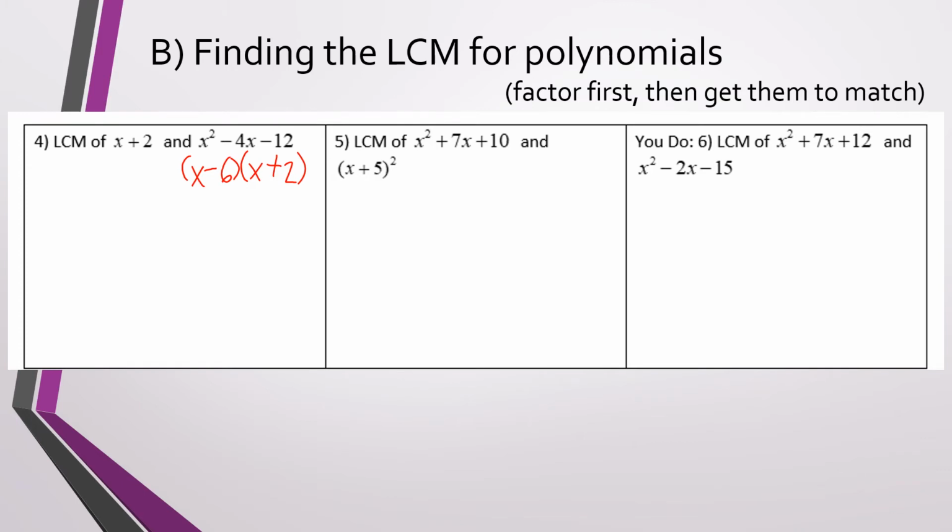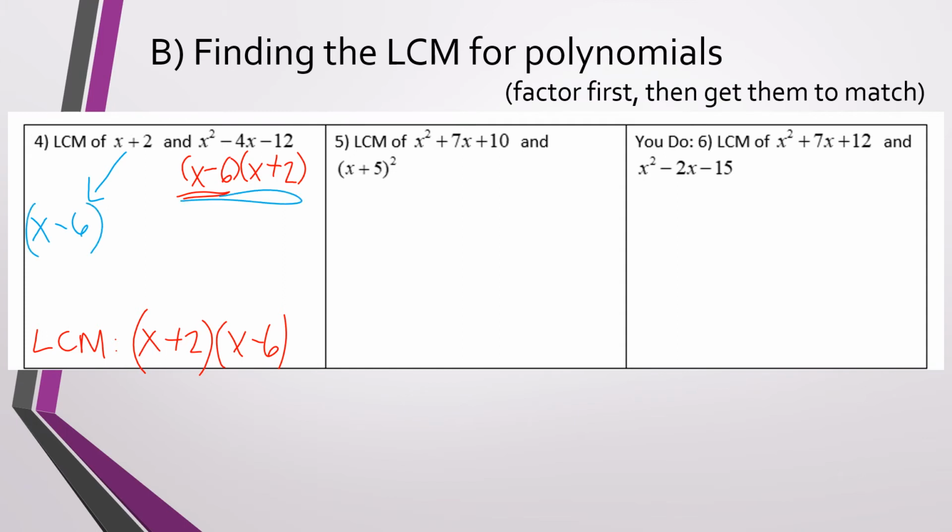So this tells me that my LCM, or LCD, LCM because we're not doing denominators right now, both of them have an x plus 2, so that's going to be part of it. And then this one has this x minus 6, so I can't just get rid of that. I'm going to need to use that. So I would need to multiply x plus 2 by x minus 6 in order to get my LCM. This one is perfectly fine. It already has both parts of the LCM.